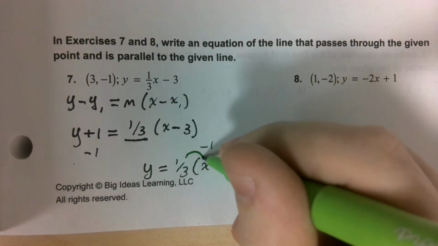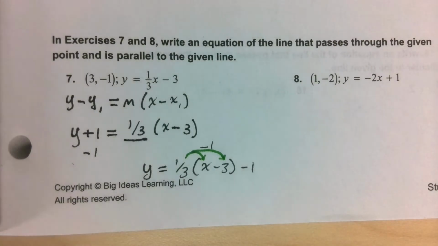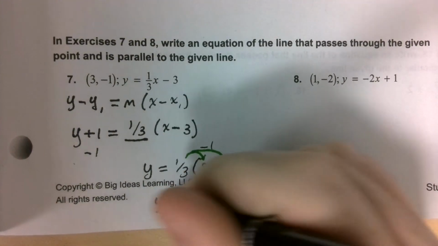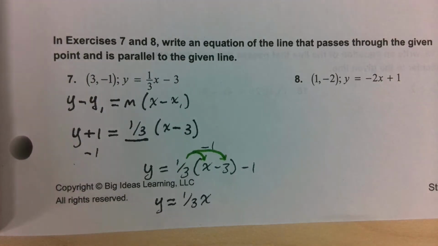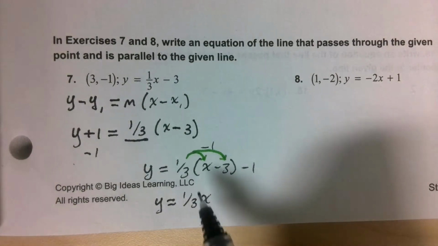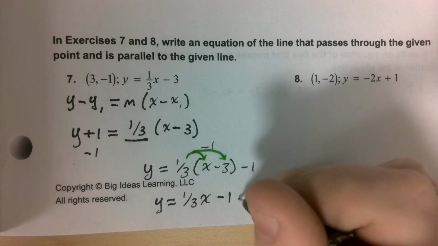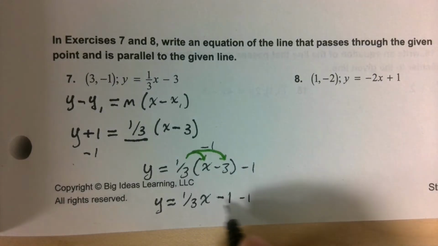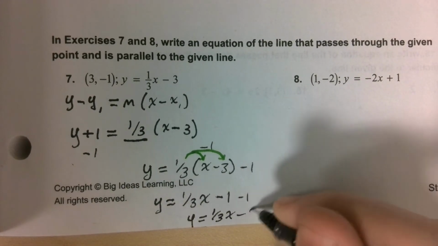The trick is with distribution. Anytime you have a number outside of your parentheses, you can distribute that number into the parentheses, and it'll actually get rid of your parentheses. That'll give us y equals 1/3 times x is 1/3 x. 1/3 times negative 3, you can think of it as what's 1/3 of negative 3. 1/3 of negative 3 is negative 1. And our minus 1 is at the end. So, to finish off the problem, we just combine these two negative 1's, giving us y equals 1/3 x minus 2.